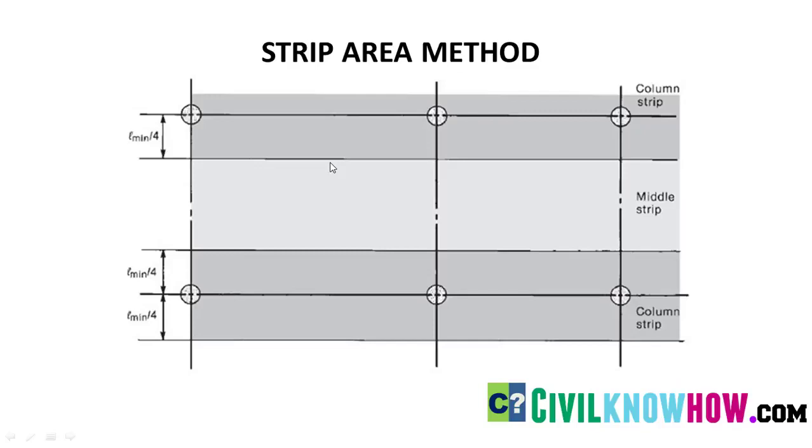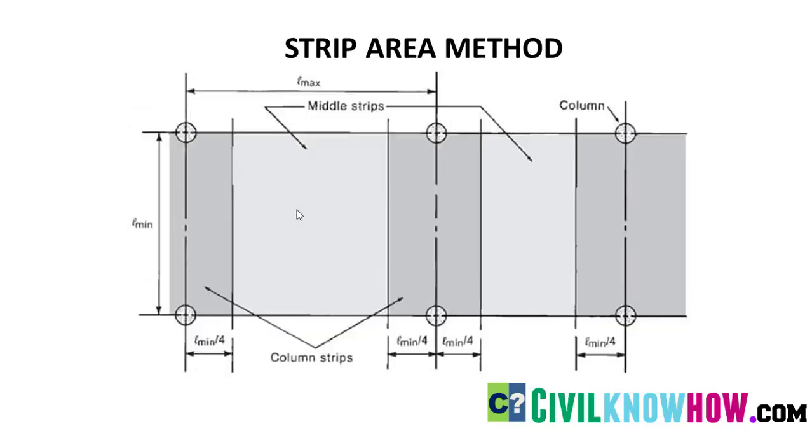In strip area method, a slab area is being divided into 3 different strips, which is comprising of 2 column strips and a single middle strip. As you can see in this figure, this single slab area is being divided into 2 column strips that is being colored in grey, which is having a width of L minimum divided by 4, where L minimum is the length of the shorter span of the slab that is being considered, and the remaining area at the middle is known as the middle strip.